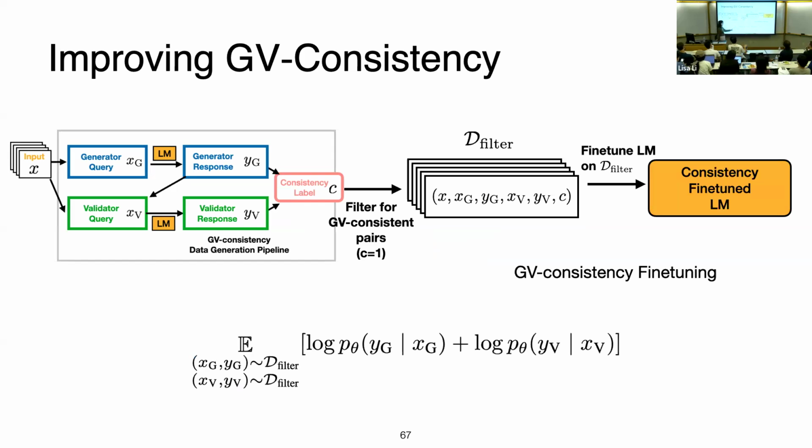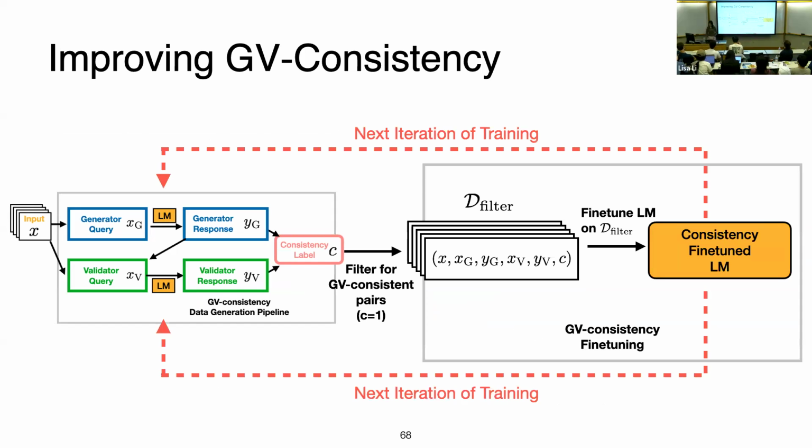Basically, we take the generator response and question, and we maximize the log probability of the generator response given the question and the validator response given the question. Once we finish the first iteration of consistency fine-tuning, we apply the procedure iteratively. In the second iteration, we use the fine-tuned model to collect generator and validator responses. Because the first iteration already makes the model more consistent, we get a larger set of filtered data here, which we can use to fine-tune another round of the model.